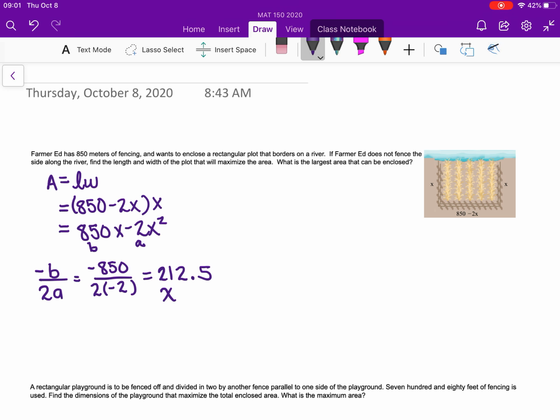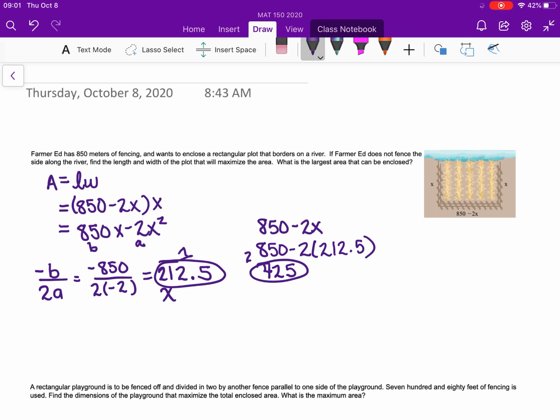My next part says, what is the length of it? So remember, my length is 850 minus 2x. So I am going to substitute in 212.5 into the equation, and my output would be 425. This is where you pause and type that in your calculator and verify that that's what you get. So part 1, part 2.